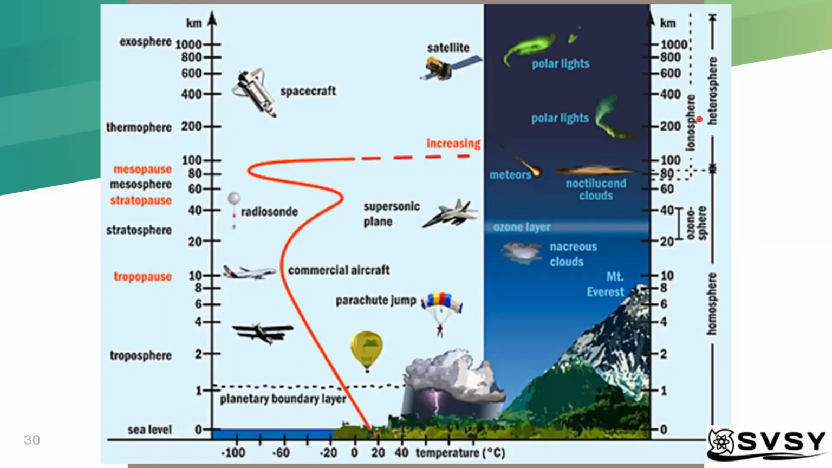And because there's a hole there, there is less protection against UV, and so that can cause increased amounts of skin cancer. So that's bad. So we want to restore the ozone layer. That's a pretty important part of environmental science.